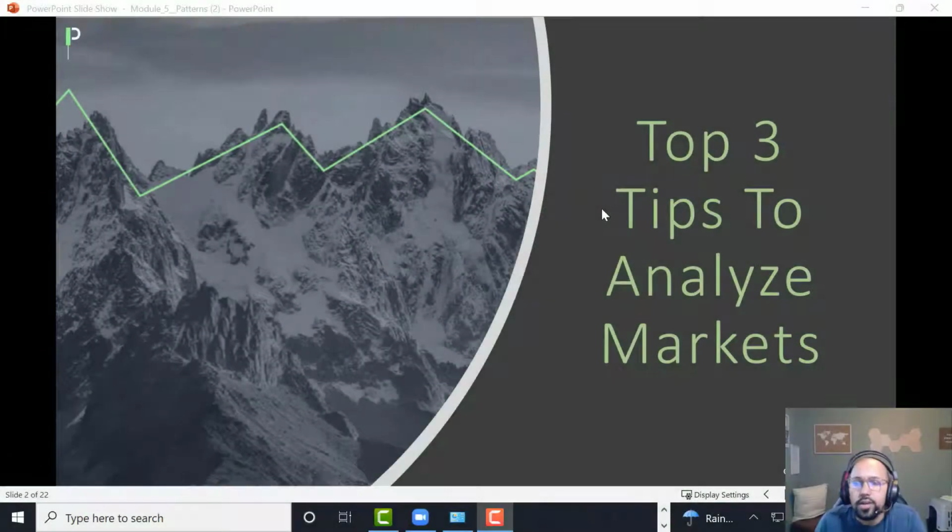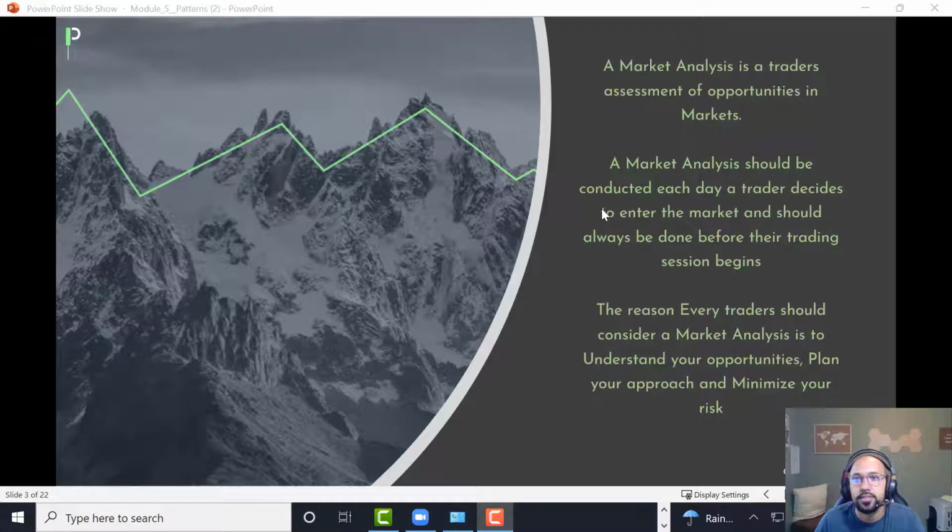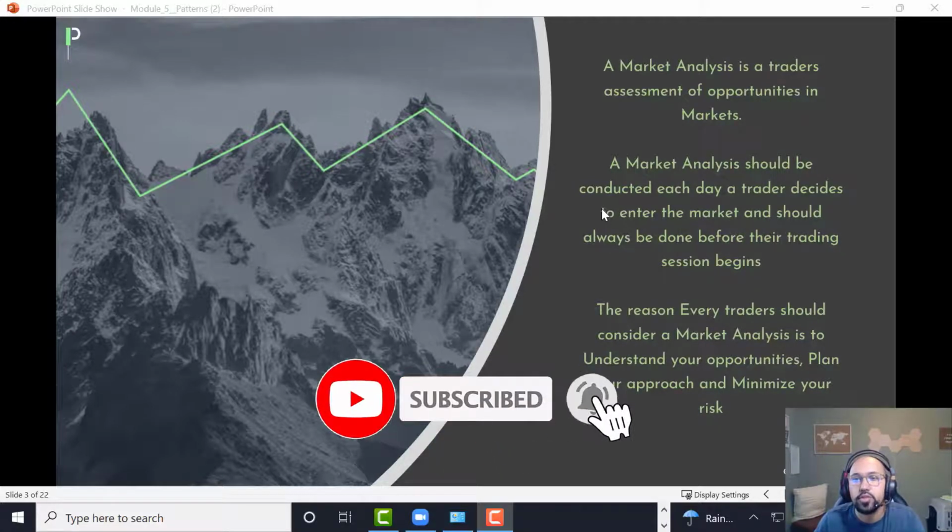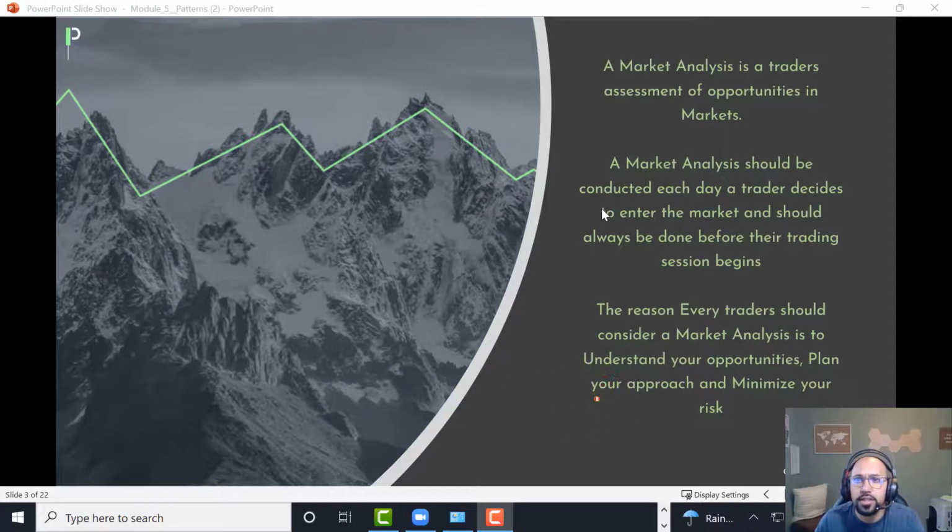Let's start with what is a market analysis. A market analysis is a trader's assessment of opportunities in markets. A market analysis should be conducted each day a trader decides to enter the market and should always be done before their trading session begins.